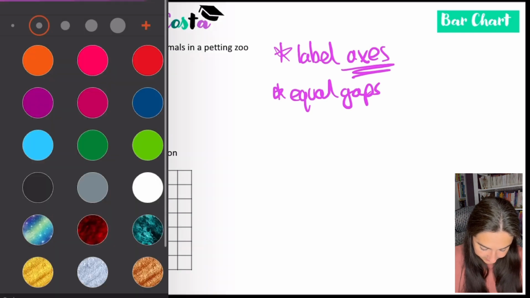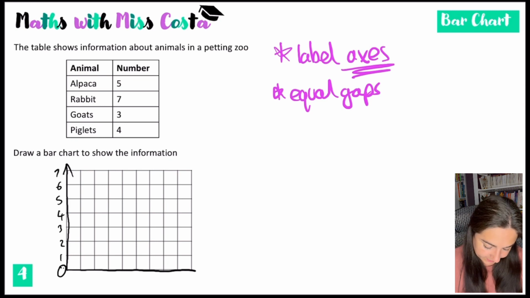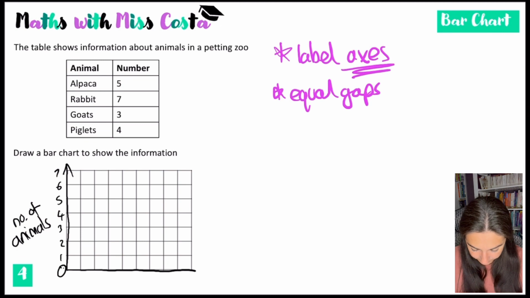So let's label our axes. We'll do it in black pen. So going that way, going that way. That won't be continuous. We don't need the arrow because it's just discrete data. So the highest number is 7. So 0, 1, 2, 3, 4, 5, 6, 7. And this axis is going to be called number of animals, or you could have called it the frequency. It's up to you. And then over here, we'd say type of animal.